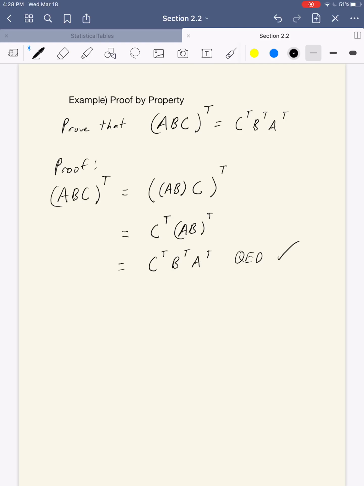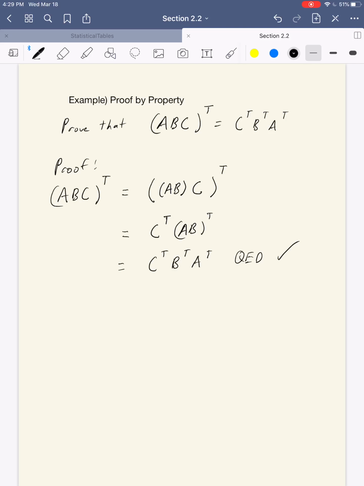So one thing you guys will see is that sometimes these proofs that you'll be asked to do in class might say prove it by going all the way back to the elements, so a very fundamental proof, or it might ask you to prove by properties, so you're allowed to assume any of the properties that we've established in class.